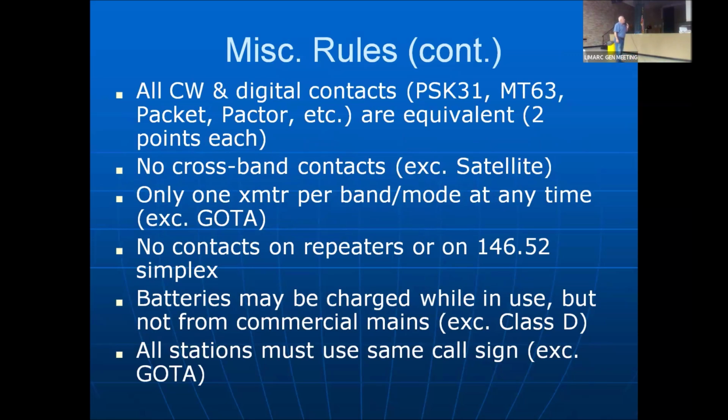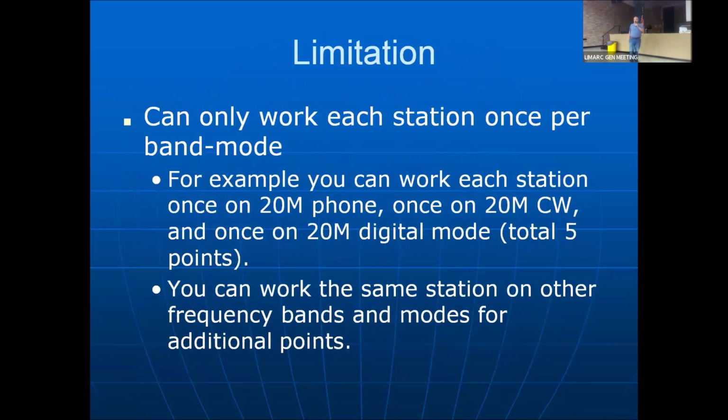Some points are extra. CW and digital are 2 points. Voice, only 1 point. You can't do crossband. You can point up at a satellite and talk to someone else. If the satellite is crossband, not your problem. You can't use repeaters, and you can't charge your batteries on electric. Okay. Next slide.